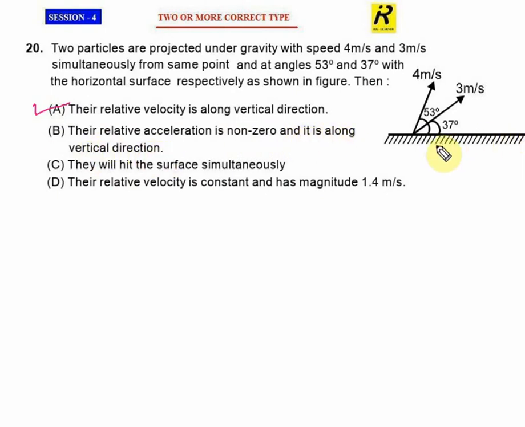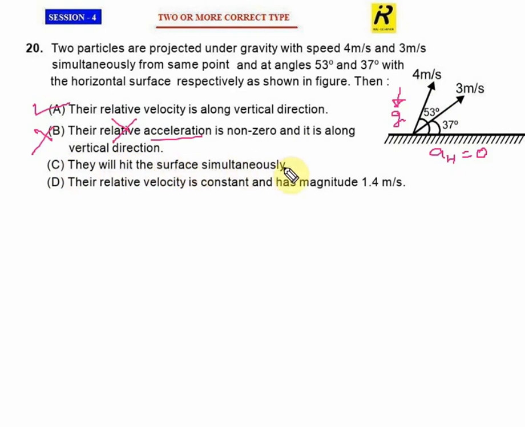See, there will be no horizontal acceleration for the motion. And for both the particles, say this is particle 1 and particle 2, both will feel the same acceleration, that is acceleration due to gravity acting downward. Since the two particles feel the same acceleration due to gravity, there will be no relative acceleration. So that means this option is wrong. Further, we have to think about option C.